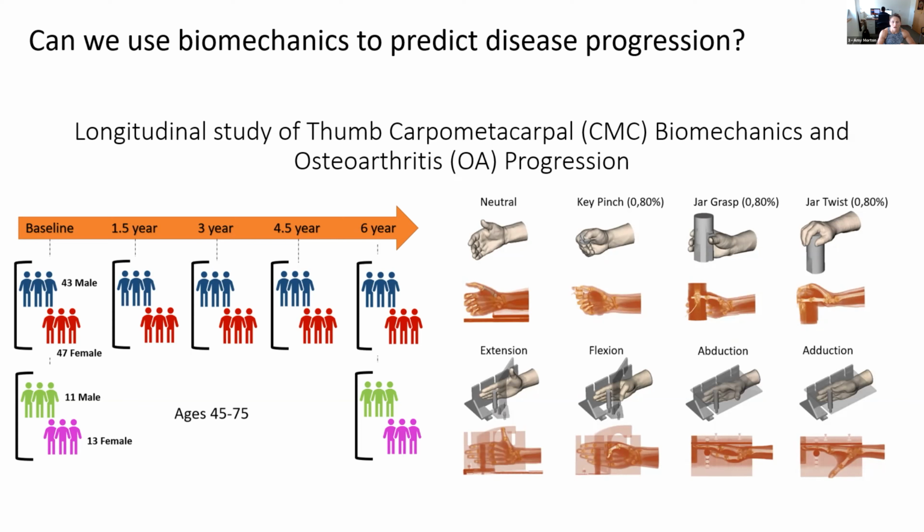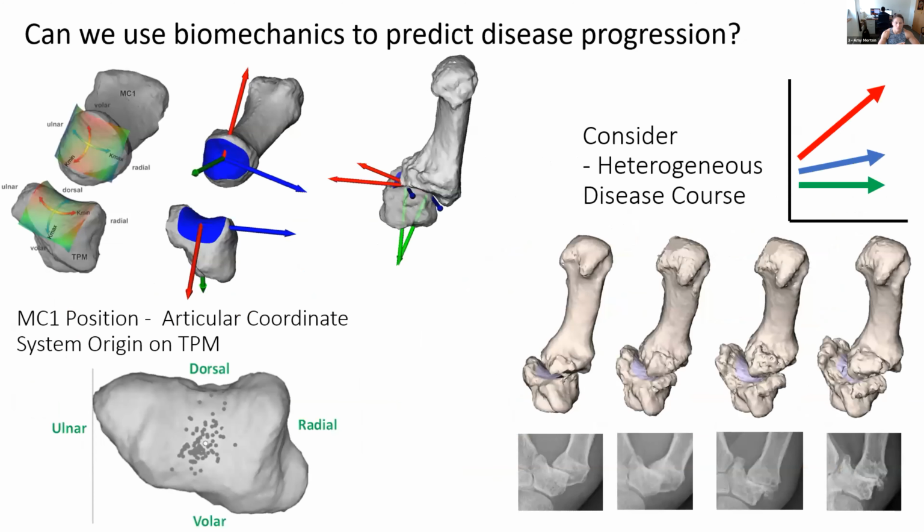We had individuals in a braced neutral position, as well as 11 different poses of thumb daily range of motion activities. From those CT scans, the bones of the hand and wrist were segmented. Using the segmented surface models of the metacarpal and the trapezium, we were also able to robustly quantify the articular coordinate systems for both the metacarpal and the trapezium. Using the coordinate systems for the MC1 and the trapezium, we are able to talk about the metacarpal position relative to the trapezium.